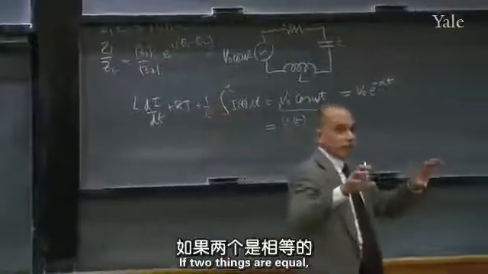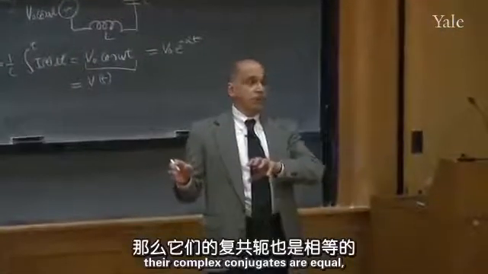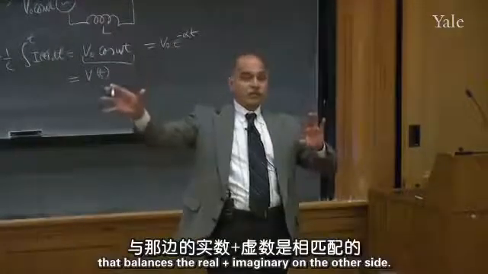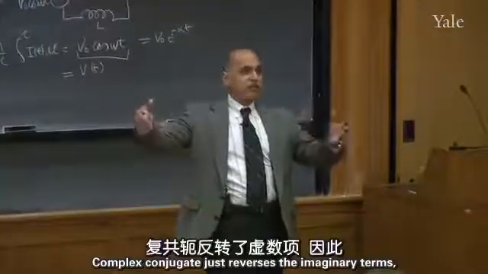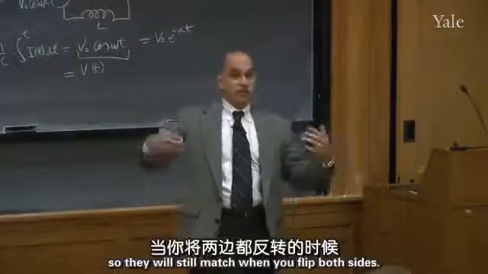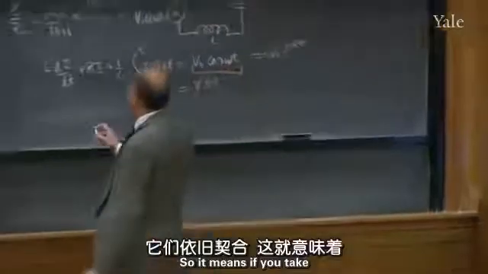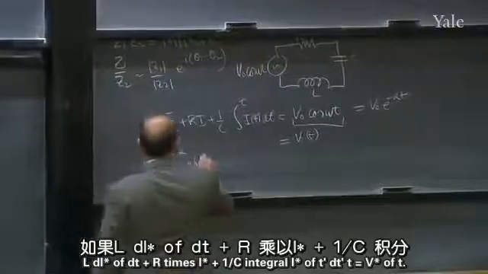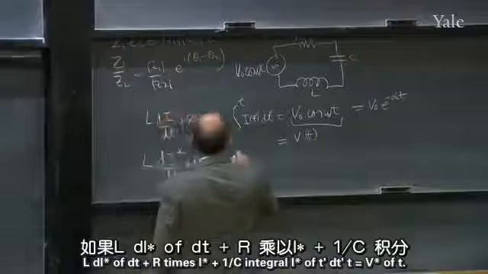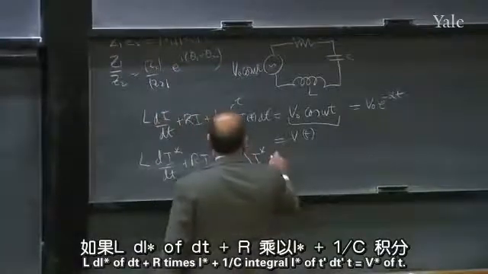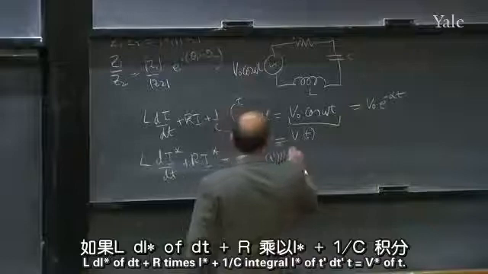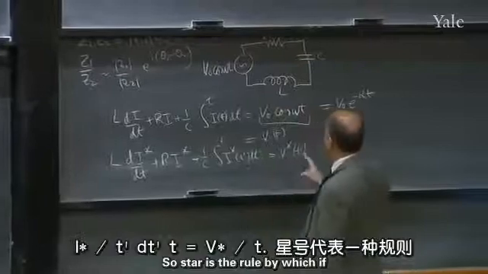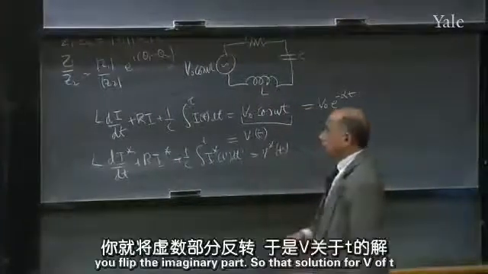If two things are equal, the complex conjugates are equal, because this thing is the real plus imaginary. That balances the real plus imaginary on the other side. Complex conjugate just reverses the imaginary terms, so they will still match when you flip both sides. So it means if you take L di star/dt plus R times I star plus 1 over C integral of I star of t prime dt prime up to t equals v star of t. So star is the rule by which, if v had real and imaginary parts, you flip the imaginary part.